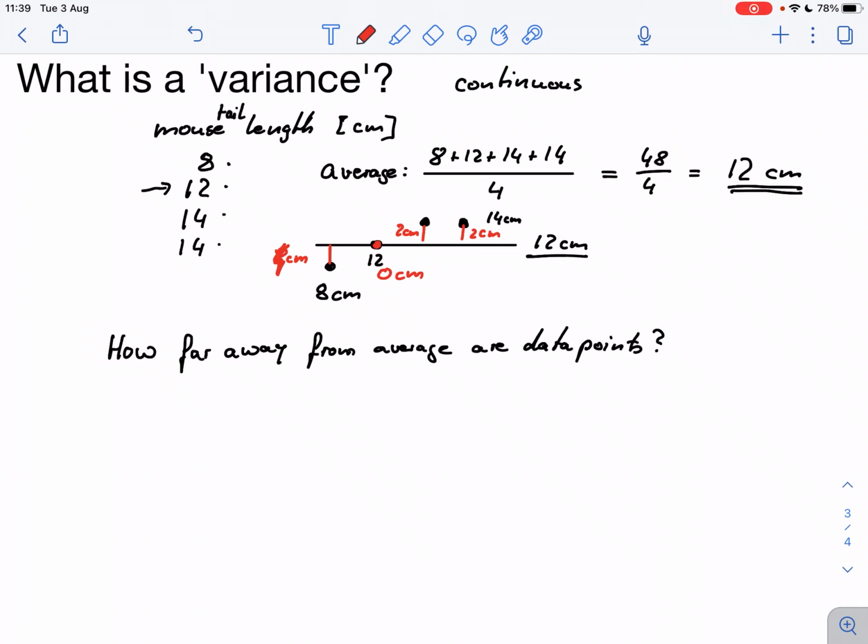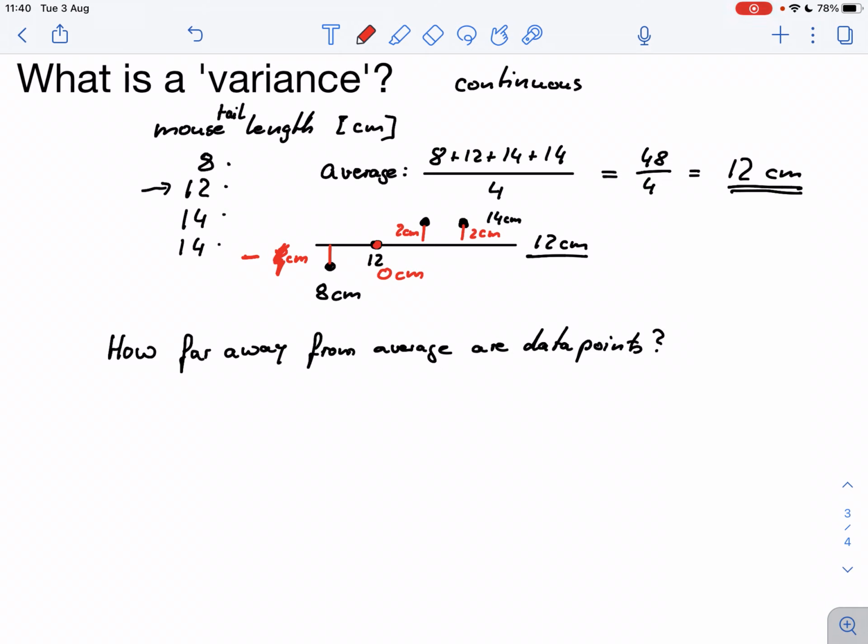Now, of course, we could add up all the differences. This one here, because it's below the average, is negative 4 centimeters. If we add them up, we see they add up to 0. So that's not very helpful. But what we can do is, instead of adding them up, we just ignore the sign. So we take away this sign here. And the easiest way of taking away a sign is we take the square of the difference.